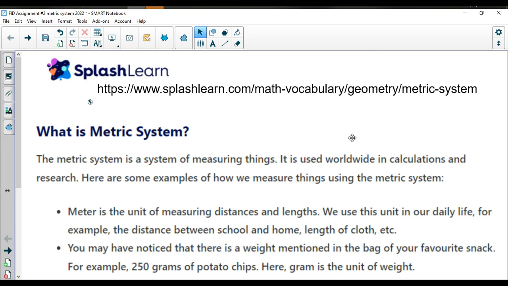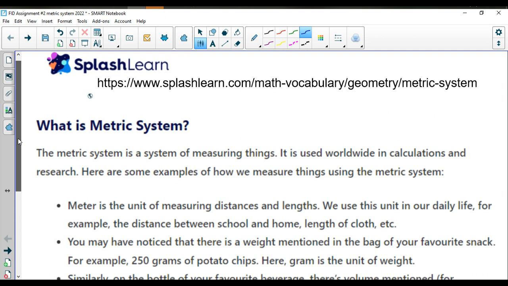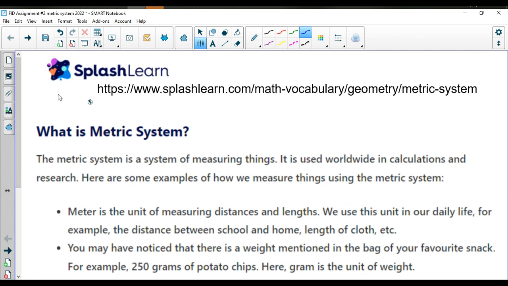This is your FID assignment number 2. This is going to be all about the metric system. So we're going to talk about metric system conversions in this quick little lesson. We'll do a couple metric system conversions, and then you'll wrap up your FID assignment by actually completing slide number 1, the activity with the goofy riddle that's on there.